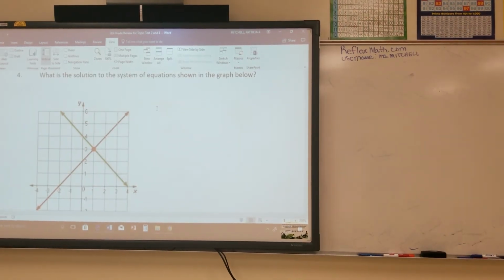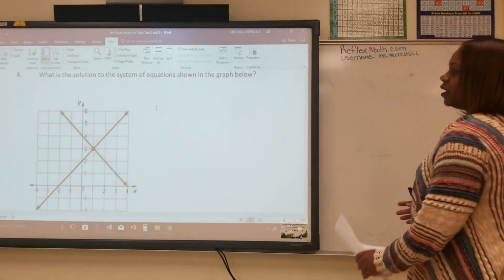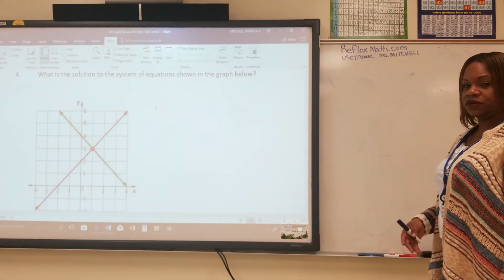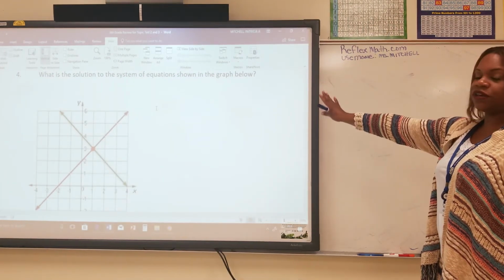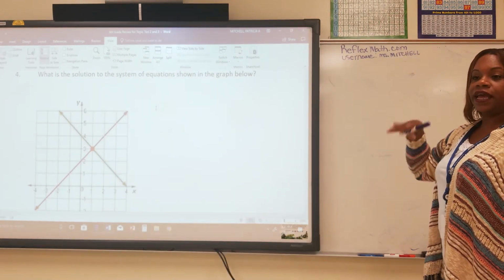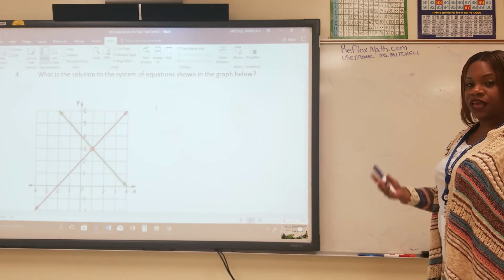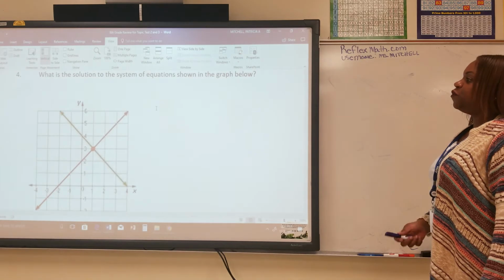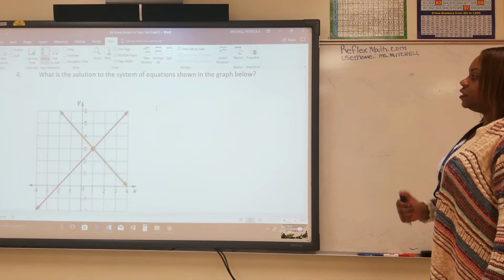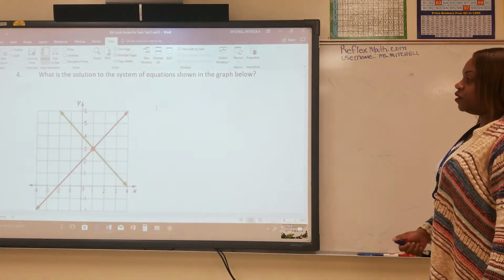All right, number 4. Now, I must tell you in advance, number 4 is a lengthy one, okay? Because it has the graph and the question here, and then later I'm going to scroll down to the options A, B, C, or D, okay? Number 4 says, what is the solution to the system of equations shown in the graph below?